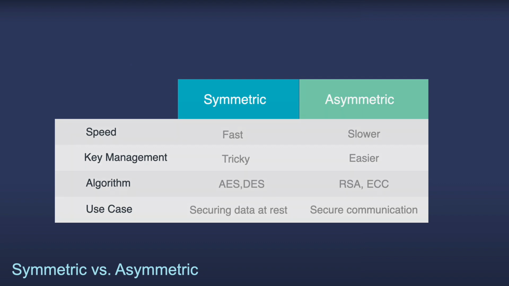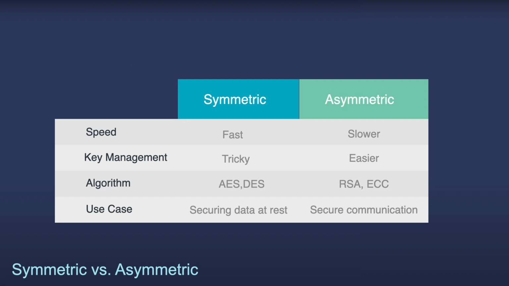Asymmetric encryption. Speed: slower. Better for small data, like emails or authentication. Key management: easier, as public keys can be shared openly, while private keys stay secret. Examples: RSA, ECC. Use case: secure communication, like HTTPS for websites, or end-to-end encrypted chats in WhatsApp.